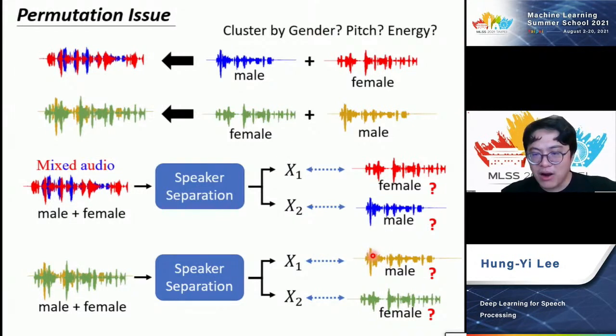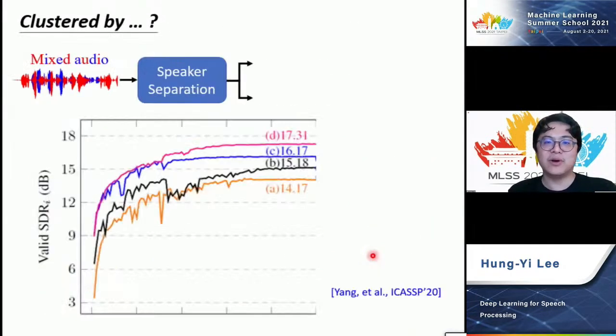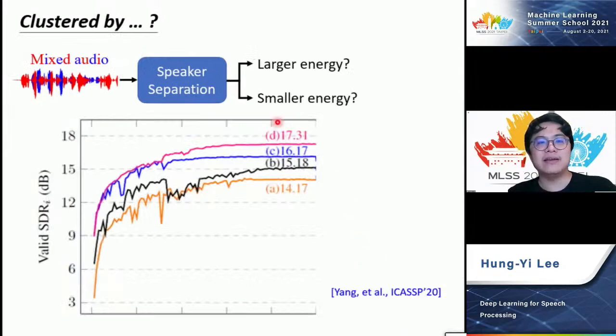To deal with this problem, probably we have to cluster those utterances. For example, probably we can say the first decoder outputs the utterance with larger energy, and the second decoder always outputs the utterance with smaller energy. Will it work? It works a little bit. This is the result if you use energy to assign the ground truth.